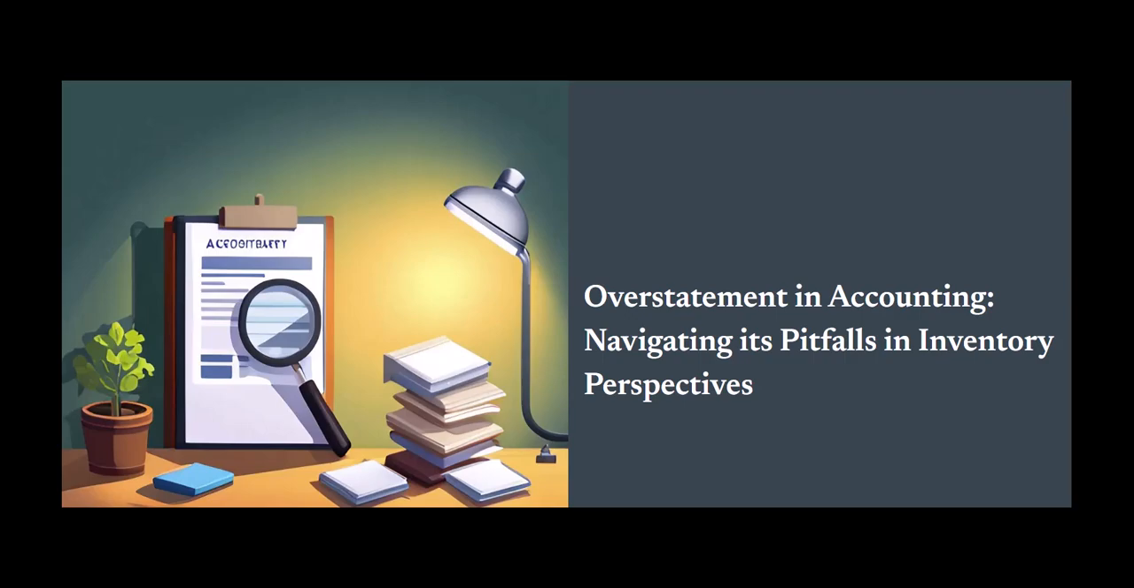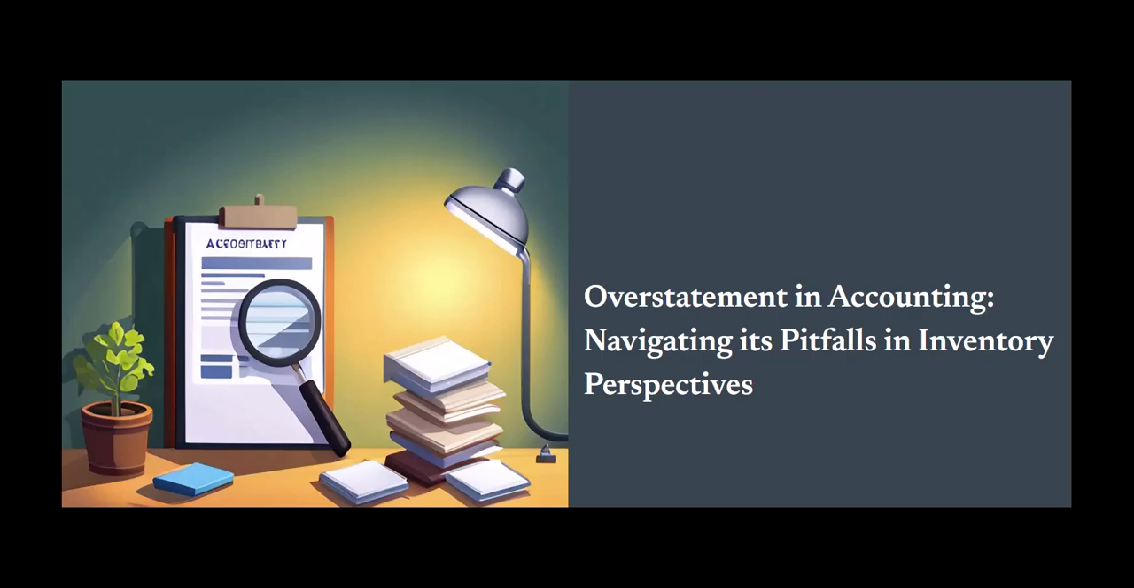Picture this: your team is busy, and someone accidentally types in the wrong number while inputting inventory data. Suddenly, what should have been a straightforward process spirals into a major issue. Without robust internal controls in place, these errors can go unnoticed, leading to inflated inventory values that misrepresent your company's financial standing. Now, on the flip side, we have deliberate overstatements.